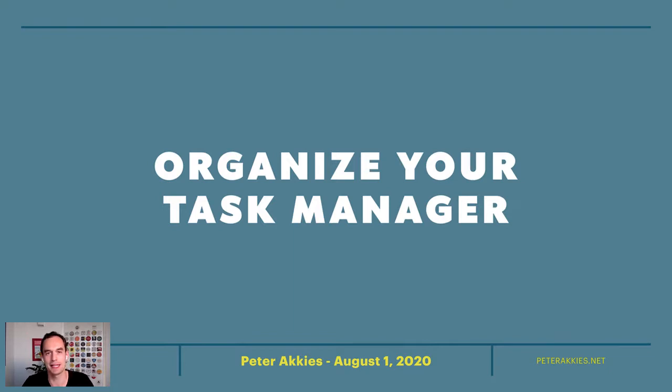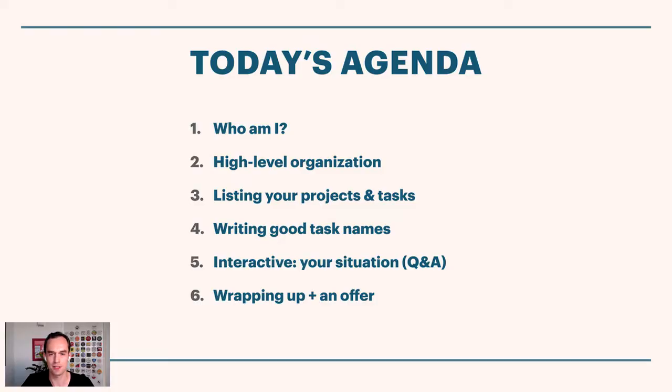So today we're going to talk about organizing your task manager. I don't know what level you're at with organizing your task manager, but I'm going to be talking about some of the basic principles, and then we'll have a live section. This is the agenda for today. I'll tell you a little bit about who I am. Then we'll talk about high-level organization for your task manager, like what do you want the organization to be? That's the place to start. We'll move on to listing your projects and listing your tasks and how you want to set that up within the high-level organization. Then we'll talk about how to write good task names, which is a very underrated part of organizing your task manager. So we'll talk about that as well.